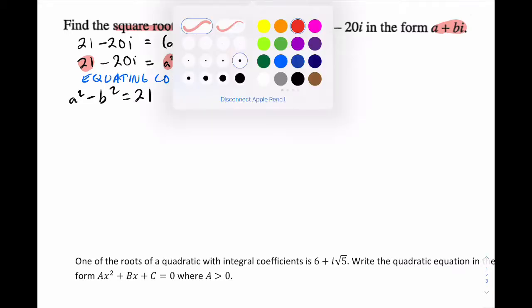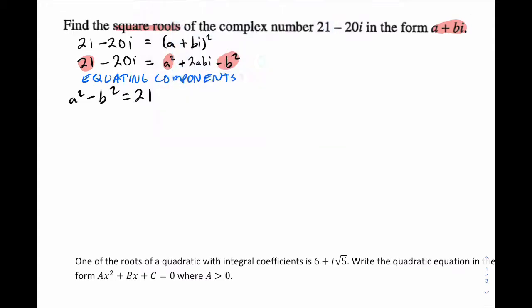And now if I look at the imaginary components here, we have a negative 20i and a positive 2abi, which means negative 20i should equal 2abi. Now with this, there's not a lot we can do right now, so I'll leave that alone. But look at this equation. Let's reduce that. The i's can go away. I can divide everything by 2. So I get ab should equal negative 10.